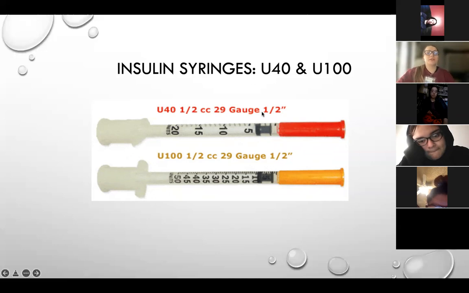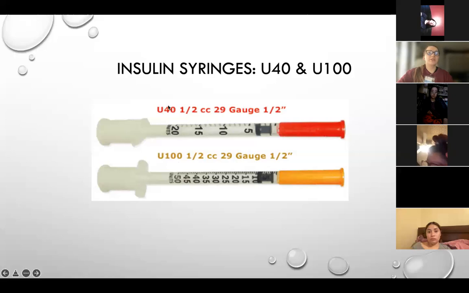So both of these syringes are technically half a cc, although one is U40, one is U100. You can see it's pulling back in units. So the U40 only goes to 20 units. This U100 only goes down to 50. Now these insulin syringes can be up to a cc. They do make larger sizes because we have larger patients.